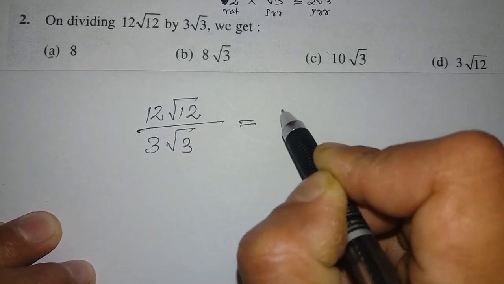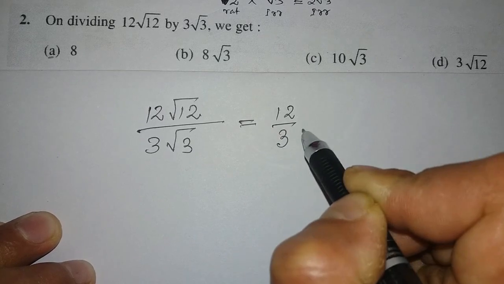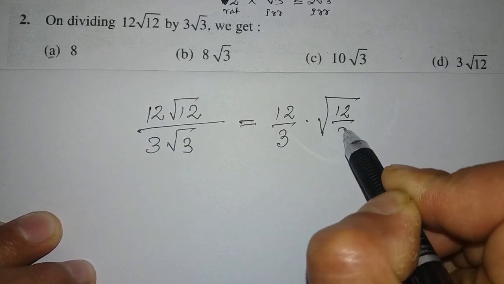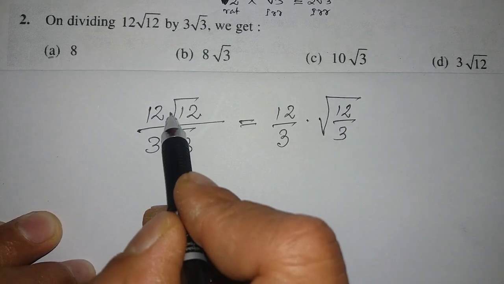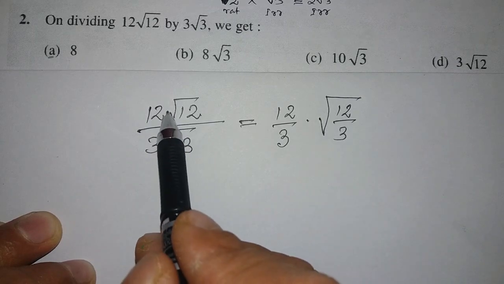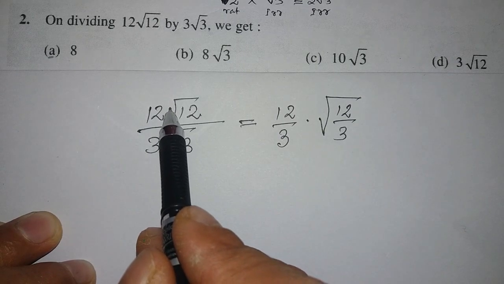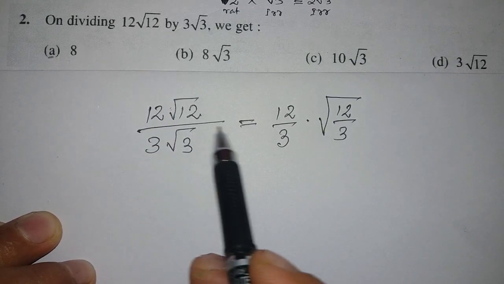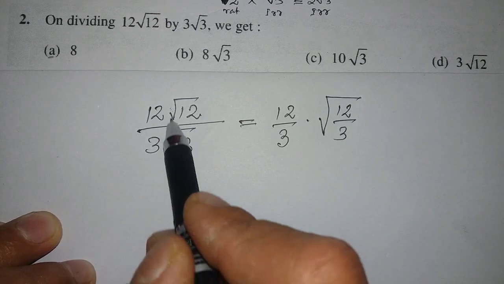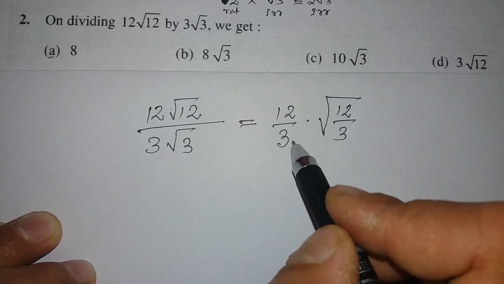Now this one you can write 12 by 3 into root 12 by 3. We can write like this because this is a square root and this is also a square root. You cannot do this if the order is different, that means if this is a cube root and this is a square root, or if this is a fourth root and this is a square root. But in this case both are square roots, so you can write like this.